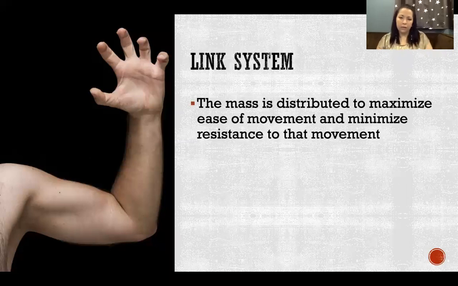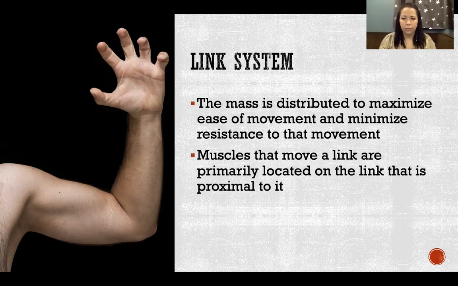The mass of a limb is distributed to maximize ease of movement and minimize resistance to that movement. If we want to increase our mechanical advantage of the muscle, a key way that the body does that is by moving the center of mass of that limb more proximally. The more proximal the center of mass is, the shorter the resistance arm is, and the less force that muscles have to produce to be able to move that limb.